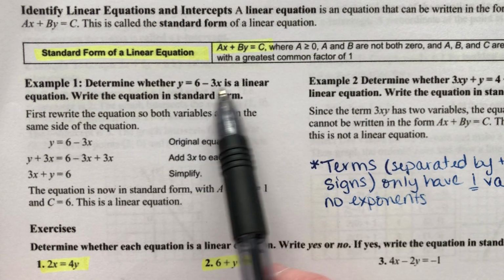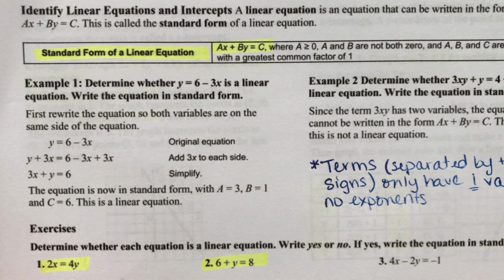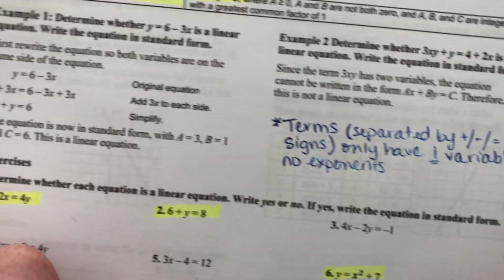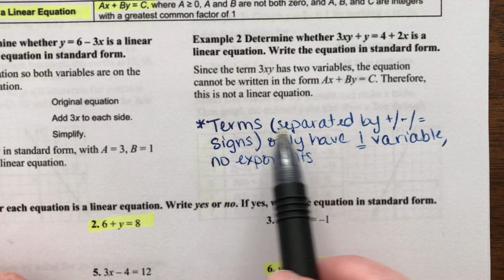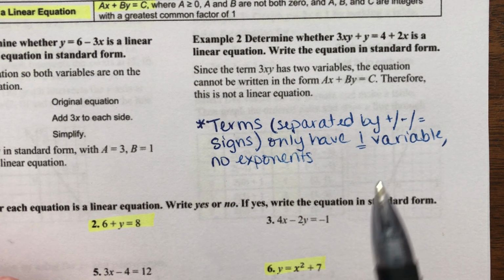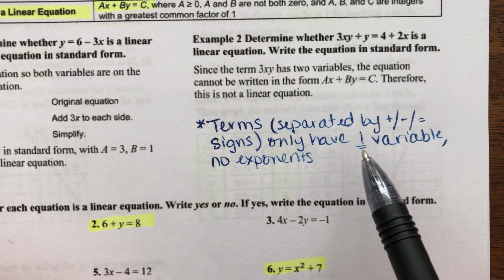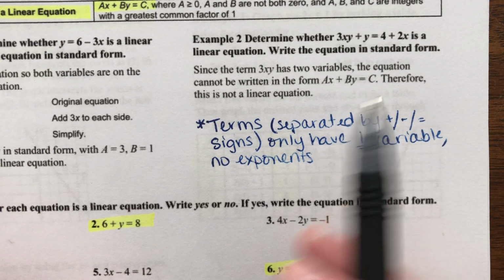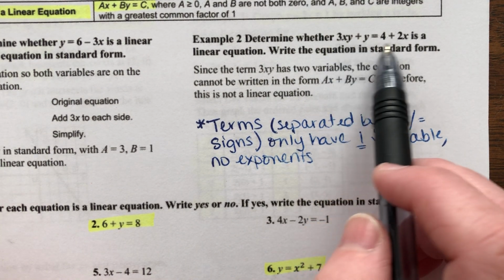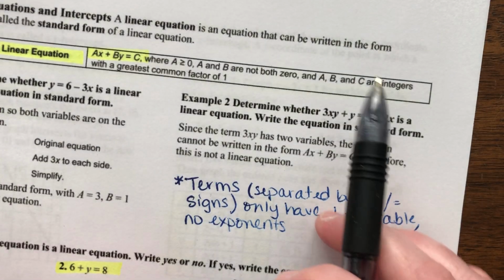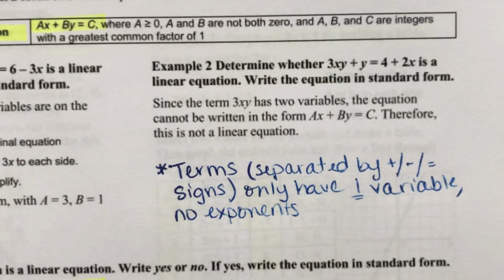So if you can put an equation in standard form, it is linear, but there's a quicker way that you can shortcut it. The terms in an equation, and terms are always separated by plus and minus and equal signs, only have one variable and no exponents. So for example, in this one right here, let me zoom in on it and see it better.